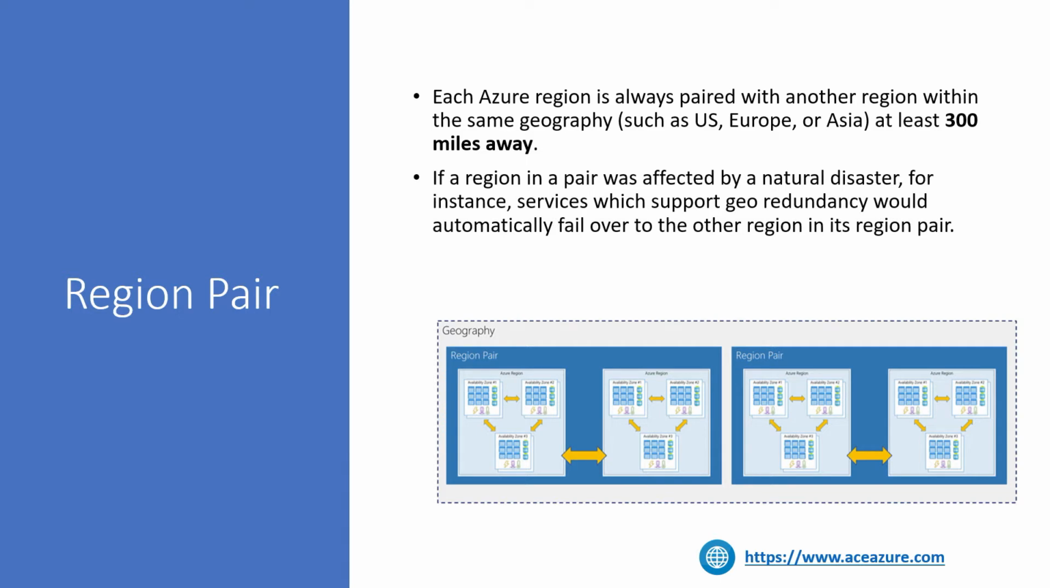Basically, if a region in a pair is affected by a natural disaster, then the services which support geo redundancy would automatically fail over to the other region in its region pair. That is the beauty of it. For example, in Azure Storage, if you have selected geo redundant storage and for some reason the region has failed, then automatically the services will fail over to the paired region.